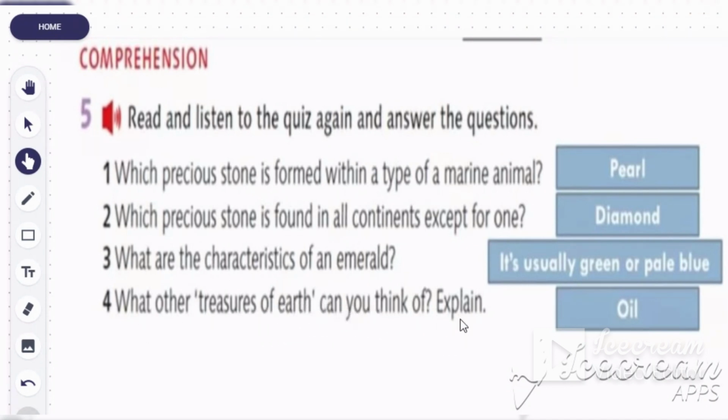What other treasures can you think of? Explain on earth. I think oil, اللي هو النفط مش الزيت. Oil, النفط. It's a treasure because a lot of wars happened because of oil. You can explain. I've answered this question for you. If you have another answer, you can write it. And I didn't write the explanation. You can think of it. I give you a clue and you can think of it. Okay?